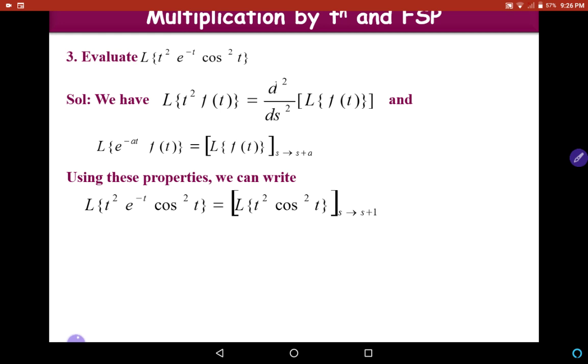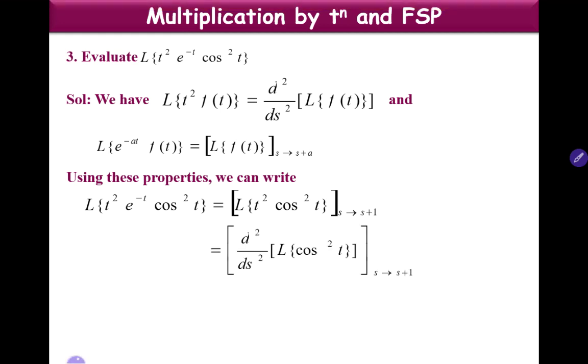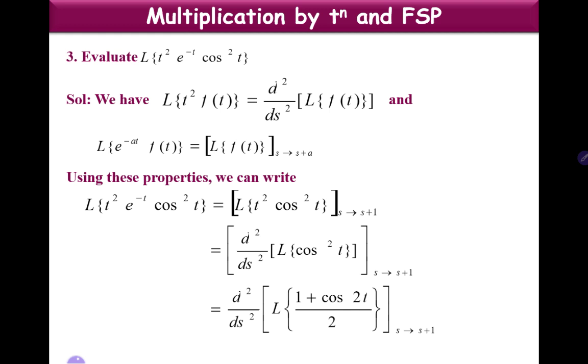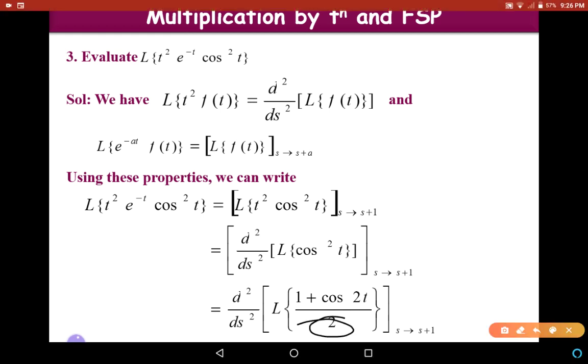Applying that property, we get d square by ds square of L of cos square t, where s should be replaced with s plus 1. Now we cannot directly evaluate the Laplace transform of cos square t. So for that we write cos square t as (1 plus cos 2t) by 2. Now if we use the linear property for Laplace transform here, we can take this 2 outside and split the Laplace transform as L of 1 plus L of cos 2t.